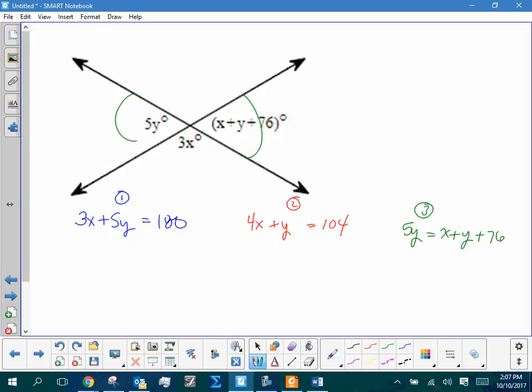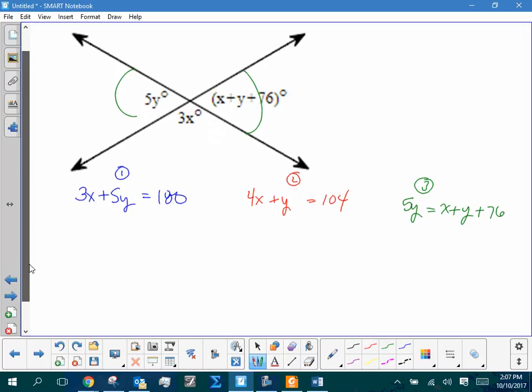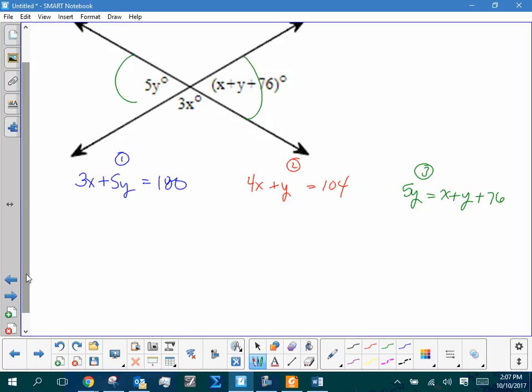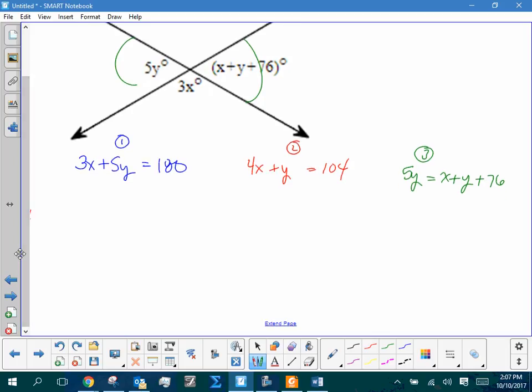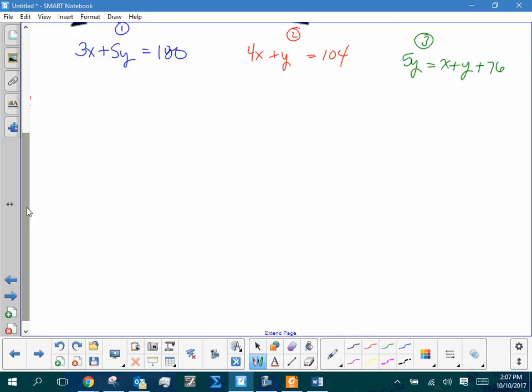So when you have this situation, it doesn't matter which two equations you use, as long as they incorporate both variables. I'm going to pick two of those three equations and put them together and do a procedure that will allow me to solve for x and y. So for that procedure, I'm going to take just the blue one and the red one. So I'll take 3x plus 5y equals 180. And then I take the red one, which is 4x plus y equals 104.